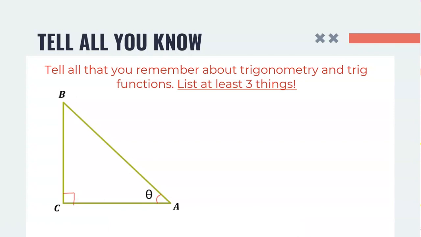Here is a right triangle, as you can see, given that we have our little right angle right over here, our missing angle, angle A, and we're going to call that theta. Just take a second and jot down everything you remember about trig. It should be pretty fresh in our minds since we've been studying it, but give me at least 3 things that you remember about trigonometry.